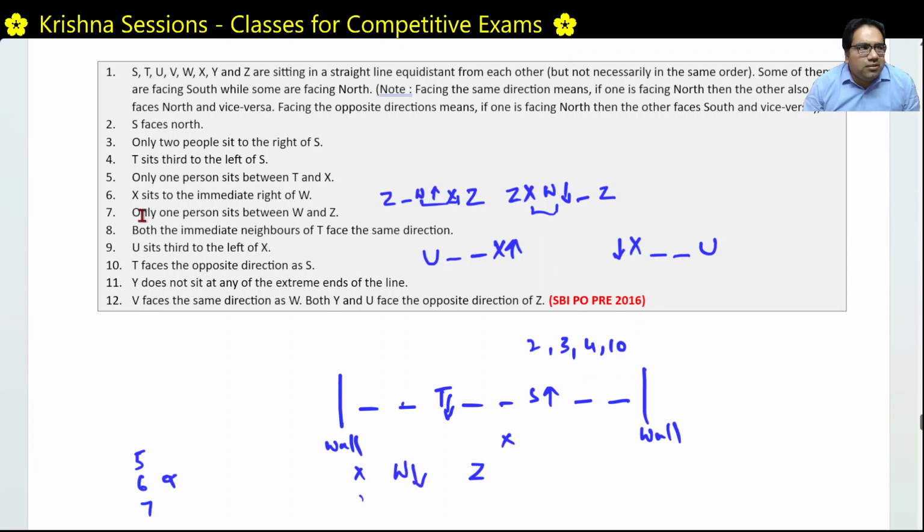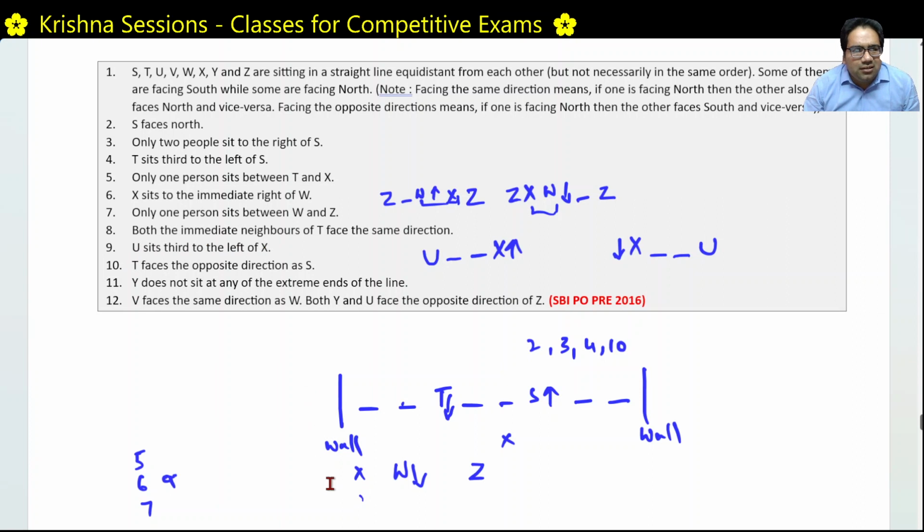Now, what does that mean? As per condition number 7, if W is sitting here, Z has to sit here only because there is only one person between W and Z. Right, if X is here, W is here, Z is here. W's direction we know, Z we don't know yet. Okay. Now, as per condition number 9, U sits third to the left of X.